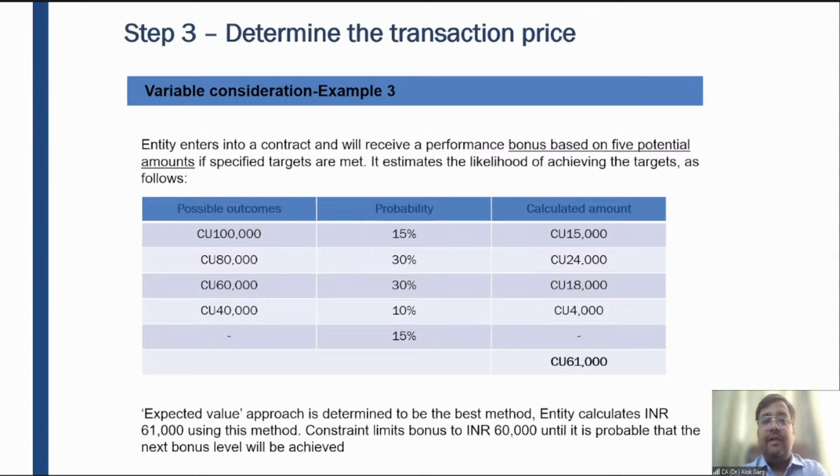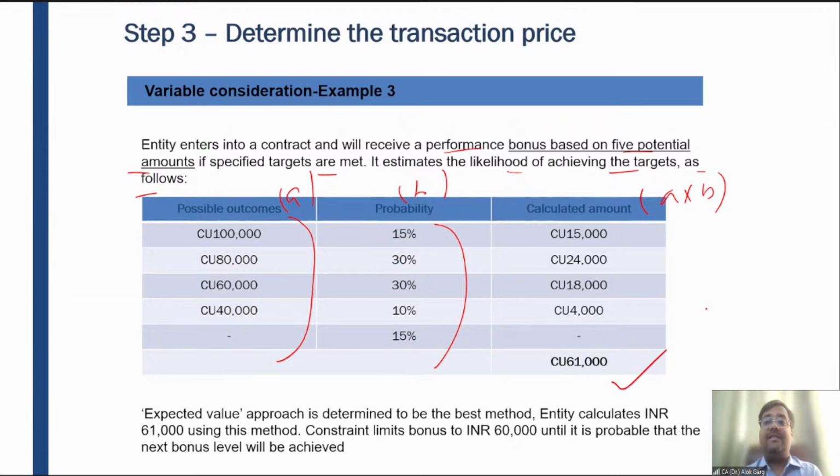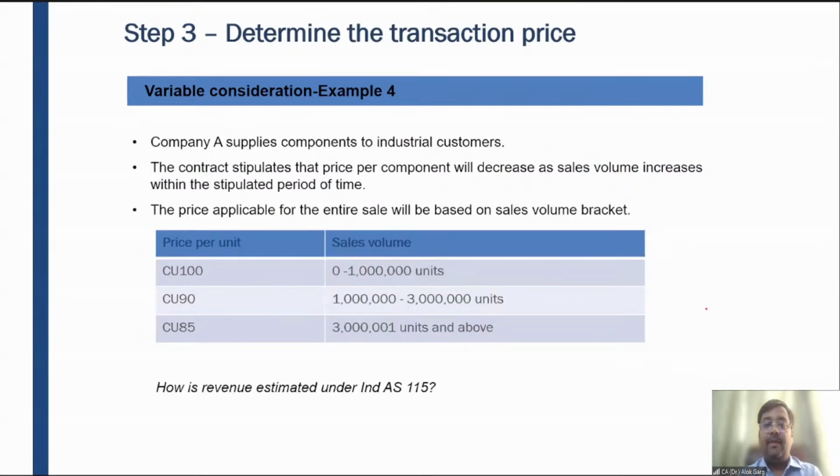Entity enters into a contract and will receive a performance bonus based on 5 potential amounts if specified targets are met. The estimate of likelihood of achieving the target is as follows. There are 5 outcomes, there are 5 probabilities. So when you multiply A by B, it will give you the probability weighted approach, right? So in this case, this will be your estimated variable consideration. I hope it is clear to all of you, friends.